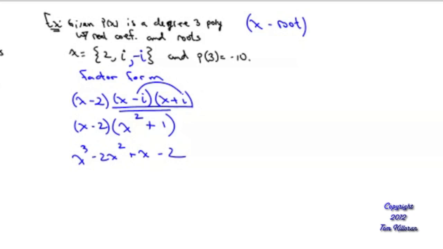Now, we have to deal with this part. We're done with the roots. We're done with the degree 3. We have a polynomial that does have roots 2i and negative i. The problem with that is this.